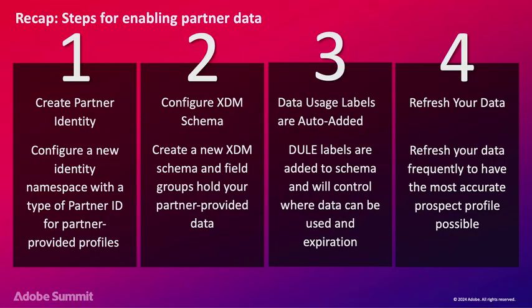So to recap here, we have a couple slides of takeaways. First set of takeaways I want you to remember are these 4 fundamental steps about working with partner data. You got to set up that partner identity. You got to configure that XDM schema. You got to make sure you assign that partner ID to it. Double check that the data labels are there. They're supposed to be auto-added, but it's always good to double check that the labels are there.